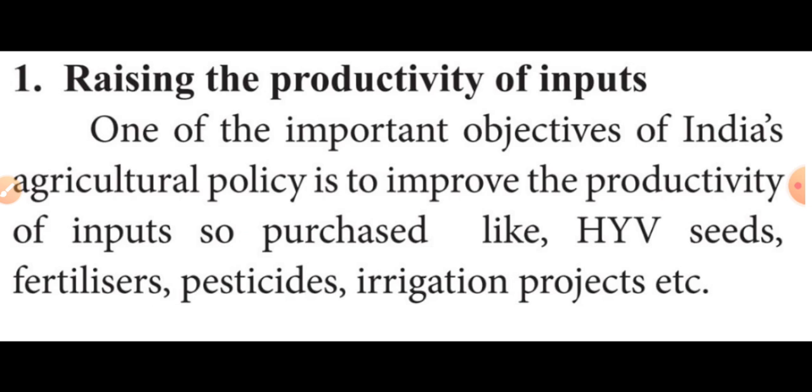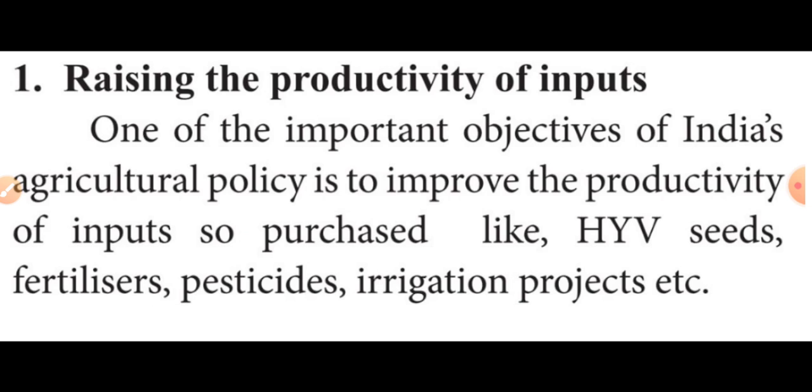5-mark important question. The first main objective is raising productivity of inputs. Then the second one is raising value added per hectare. Third one is protecting the interest of poor farmers. Fourth one is modernizing agricultural sector. Fifth one is environmental degradation. And the last one is removing bureaucratic obstacles.